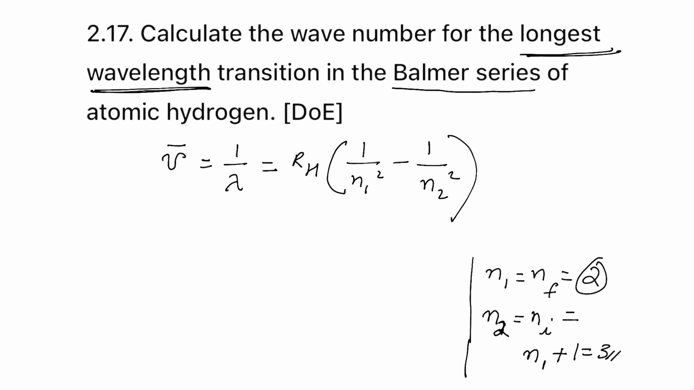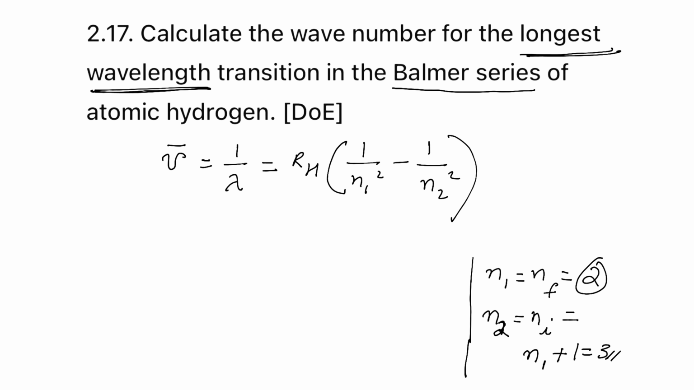Correct. Generally we can say for longest wavelength n2 is equal to n1 plus 1. Here it is 3. Now what if the question is about shortest wavelength? Then you have to take n2 as infinity. Remember it, okay? Very important hint. If the question is about shortest wavelength, you have to take n2 as infinity. If it is about longest wavelength, n2 is equal to n1 plus 1. And here what is n1? 2. 2 plus 1, 3. Direct substitution, you will be getting the answer.